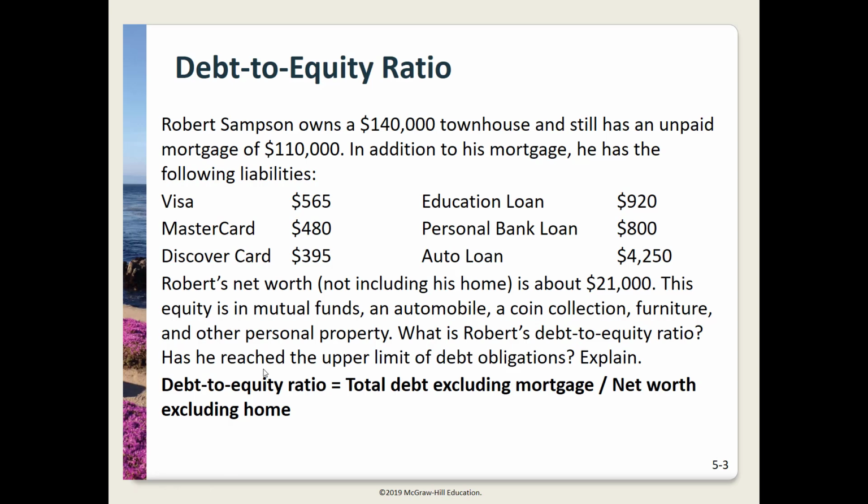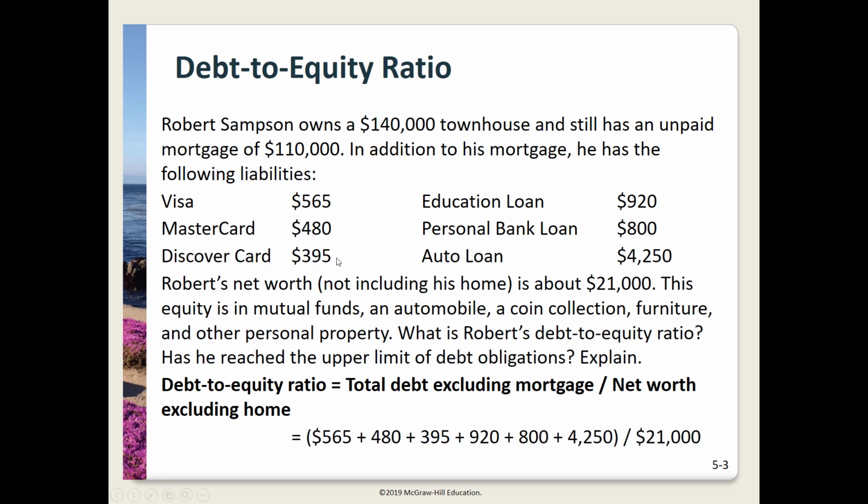You'll want to explain. So here's the formula for our debt to equity ratio. We're going to take our total debt excluding mortgage. So we do not count the mortgage in our debt. And then we'll divide it by our net worth excluding the home. Again, we don't include the home as part of this ratio.